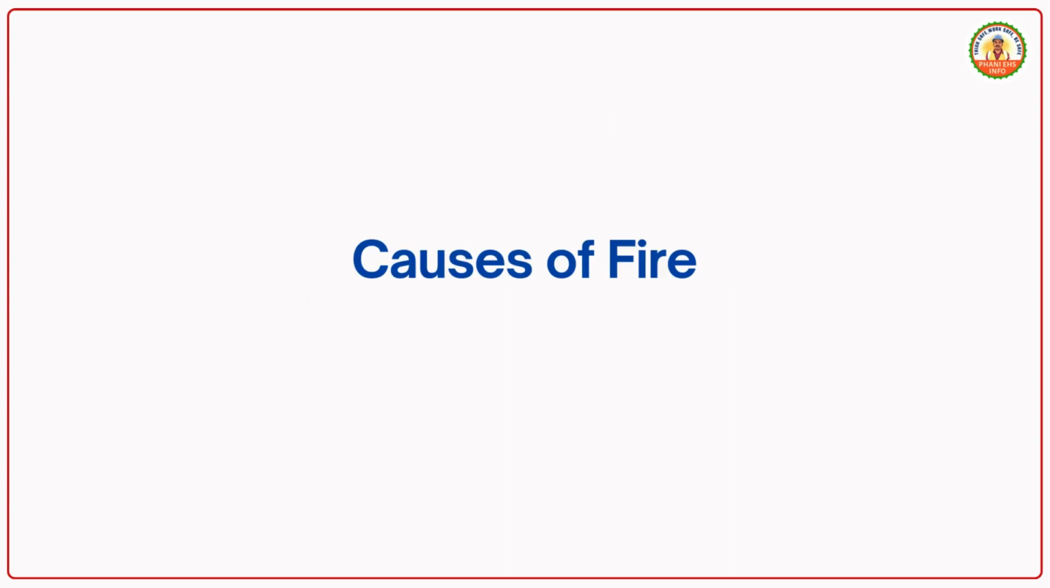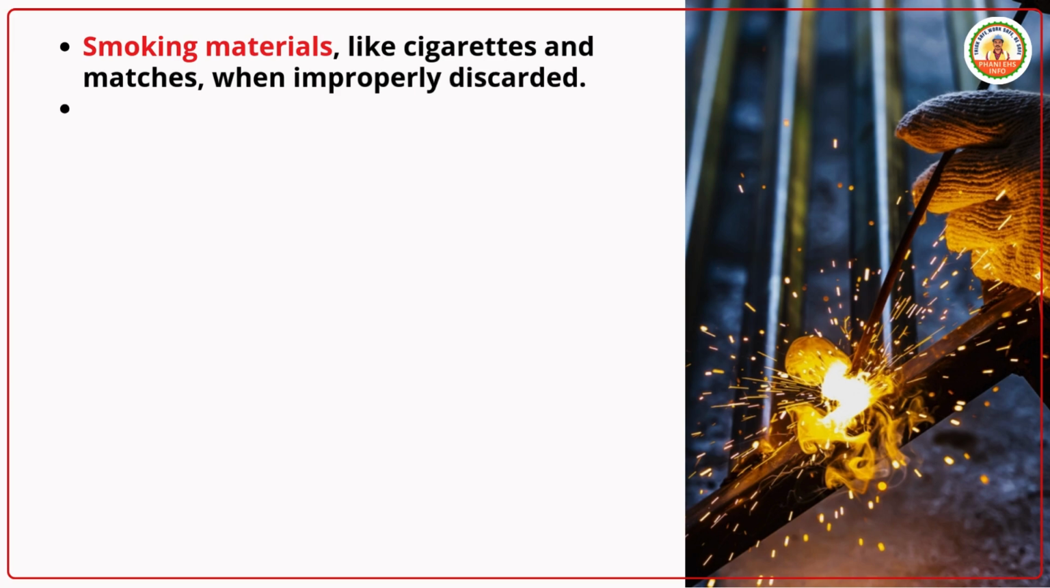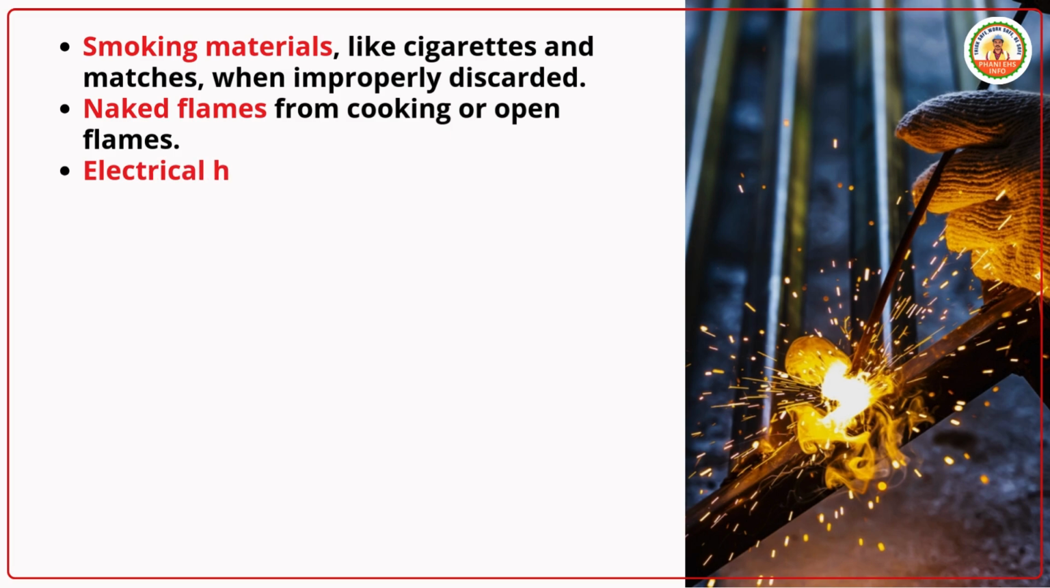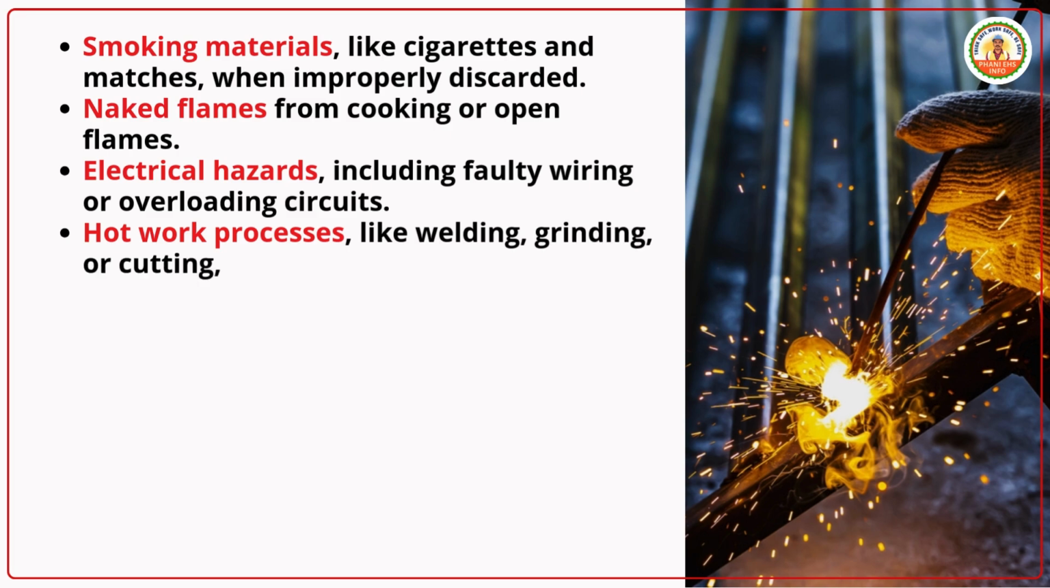Causes of fire. Fires can start for various reasons, many of which are preventable. Here are some of the common causes of fire. Smoking materials, like cigarettes and matches, when improperly discarded. Naked flames from cooking or open flames. Electrical hazards, including faulty wiring or overloading circuits. Hot work processes, like welding, grinding, or cutting, which can generate sparks.